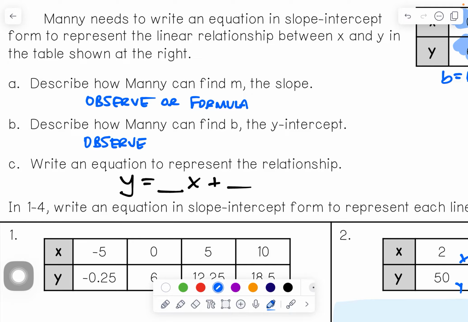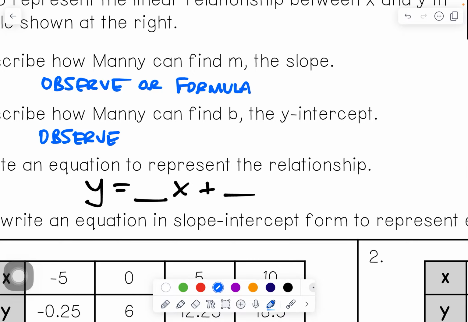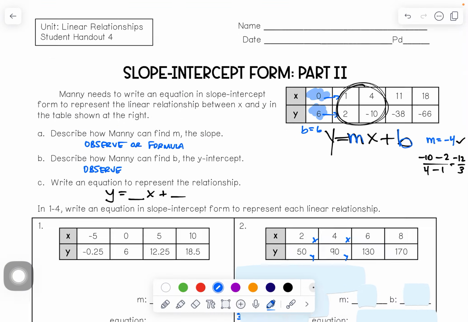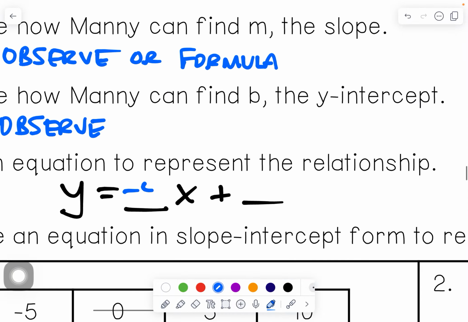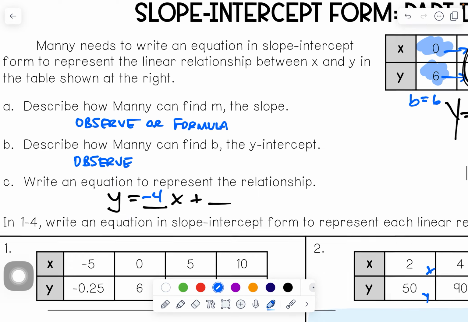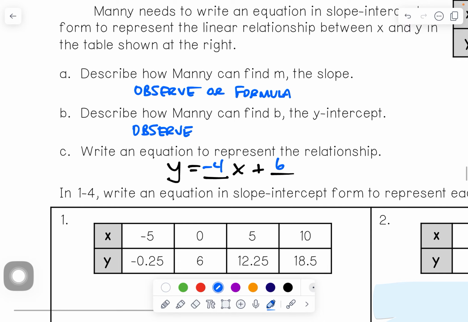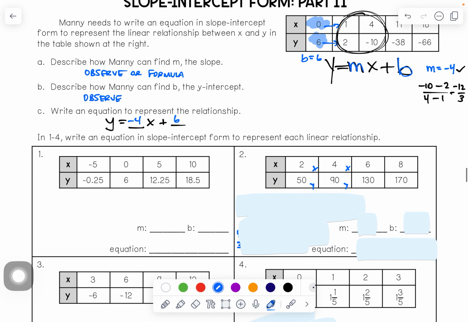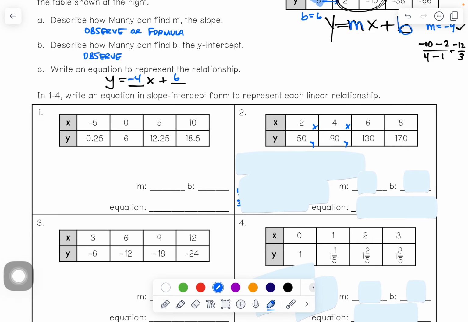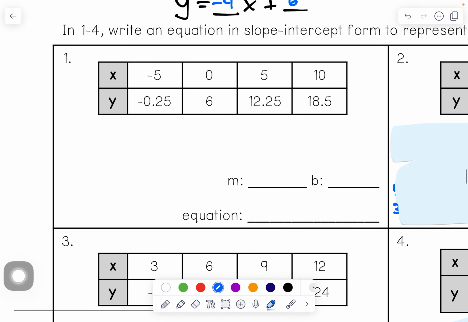So the m always goes with the x. In this case, that was -4. And then the b is the constant, so +6. That's sort of our goal, and we're going to build off that today. So some problems similar to what we had yesterday. Now there's some messy numbers in here.